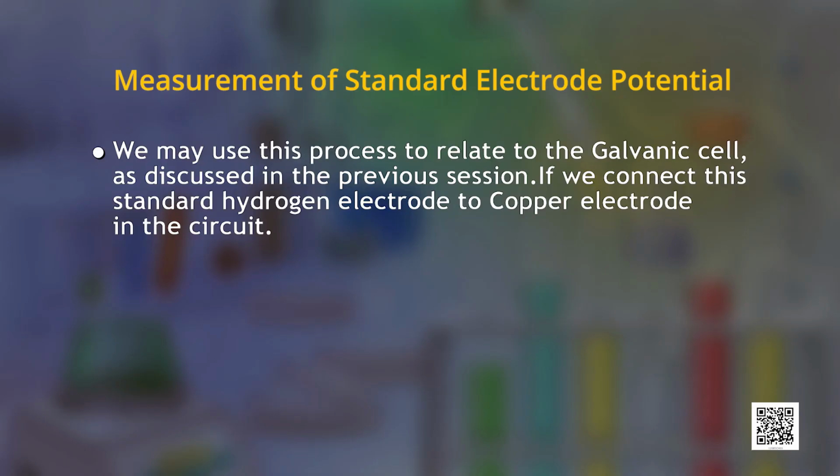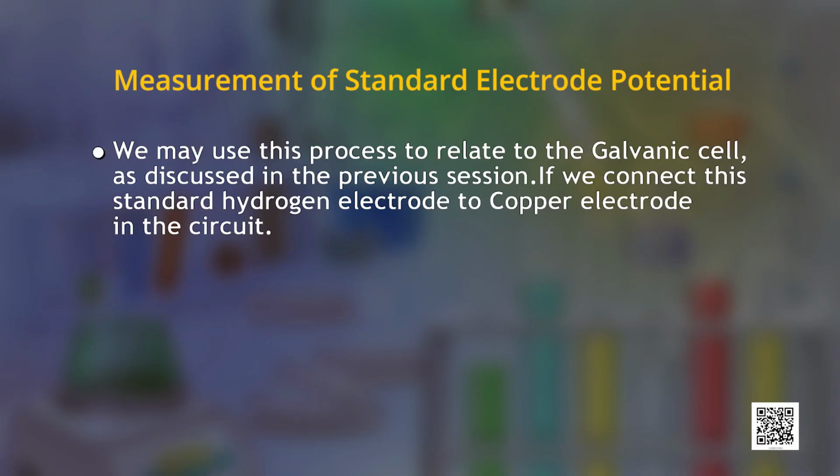Now that we know that standard hydrogen electrode acts as the reference electrode, it can now be used along with another electrode to construct an electrochemical cell. And this way, the electrode potential of the unknown electrode can be measured. We may use this process to relate to the galvanic cell as discussed in the previous session.